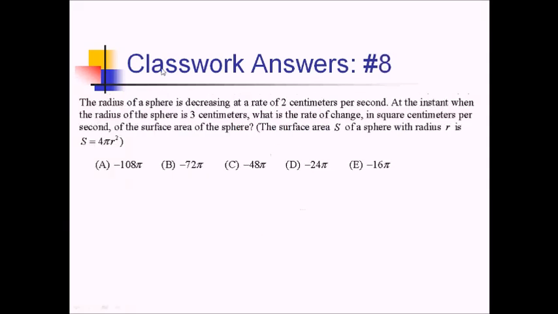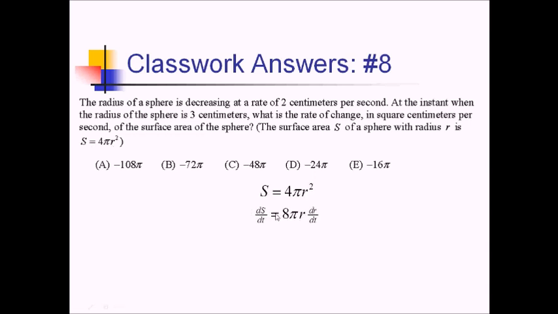On this problem, the radius of a sphere is decreasing at a rate of 2. At the instant when the radius of the sphere is 3, what's the rate of change of the surface area? And here's our surface area formula, 4 pi r squared. So we're going to start by implicitly differentiating this formula because that has rates of change of surface area and the radius in it. So this is going to be dS over dt equals 8 pi r dr over dt.